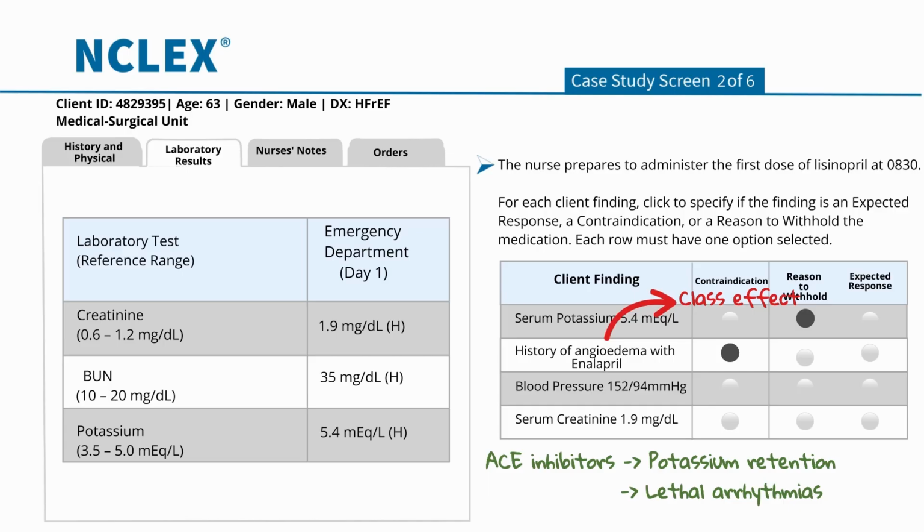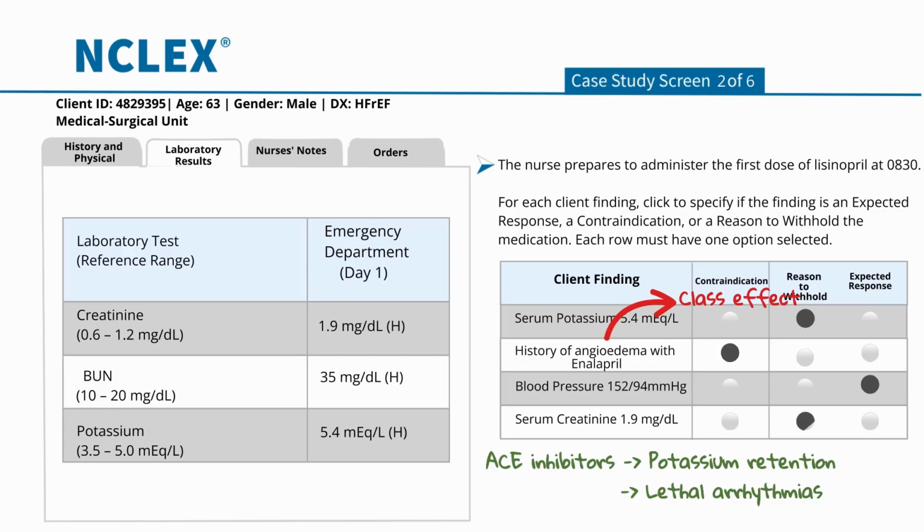This isn't just a reason to withhold, it is a hard contraindication. If a patient has a history of angioedema from any ACE inhibitor, the nurse should anticipate an order for an ARB, a sartan, or a different class entirely. They can never go back to the Pril family. BP 152/94 is an expected response. This is why we are giving the drug.